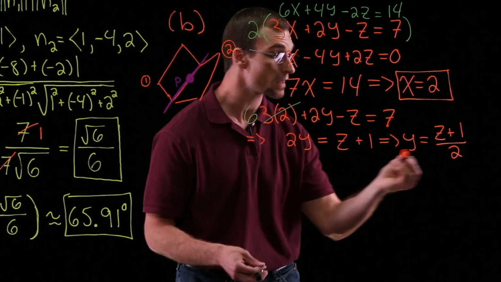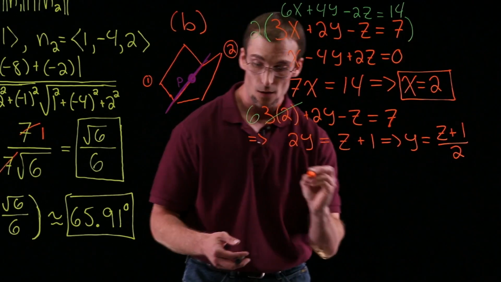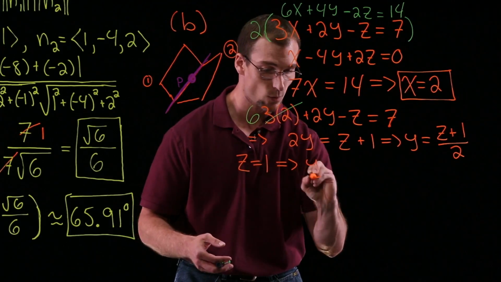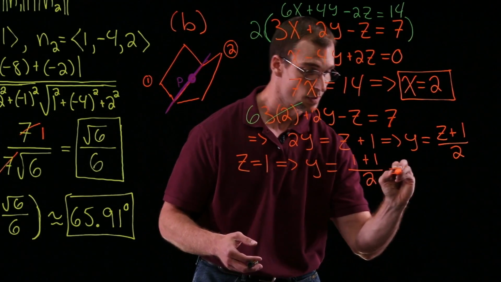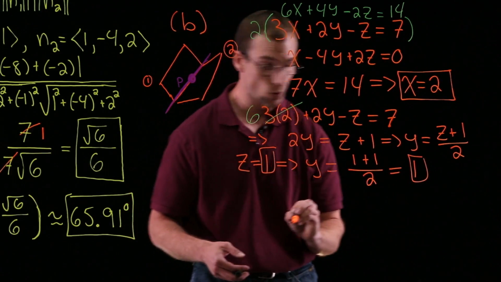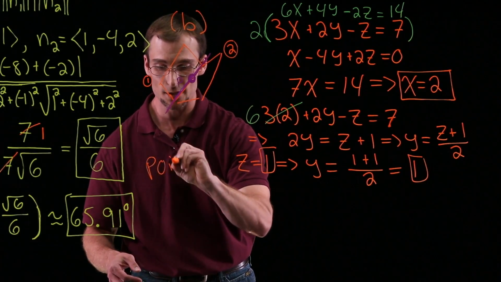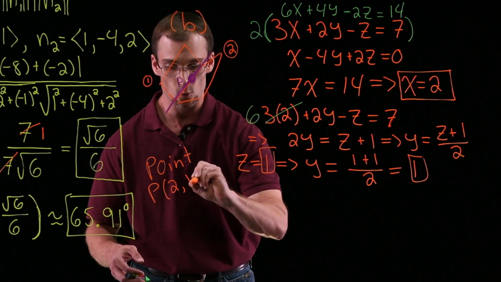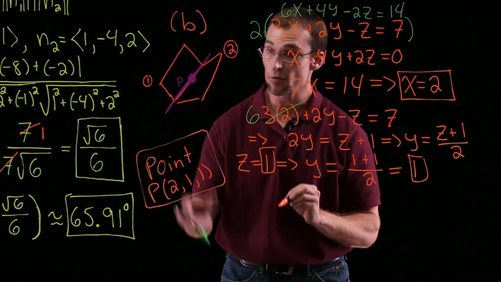Now, how can we use this? We can pick a particular value of z, plug it in, and solve for y. If we take z equal to 1, this implies that y is equal to (1 plus 1) over 2, or 2 divided by 2, which is 1. So our point on the line, which we're calling P, is going to be P with x-coordinate 2, y-coordinate 1, and z-coordinate 1.